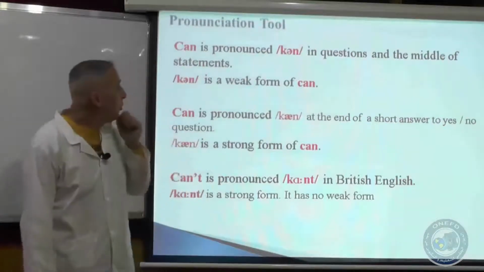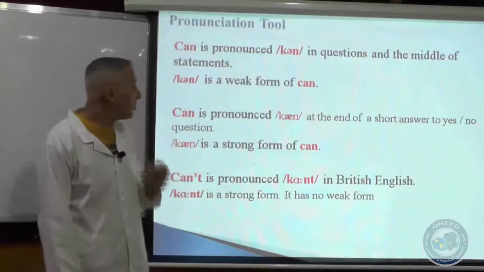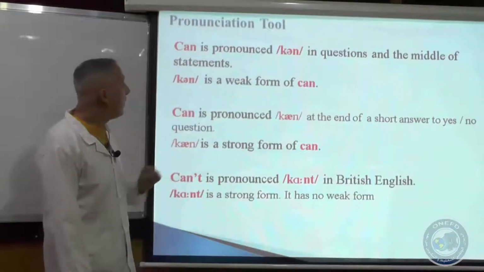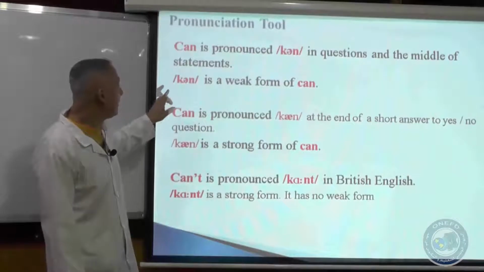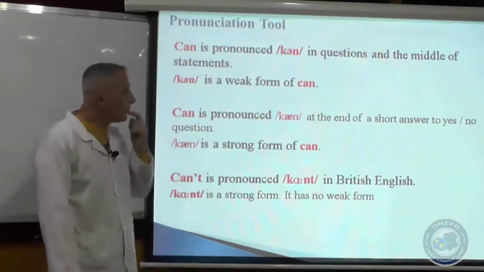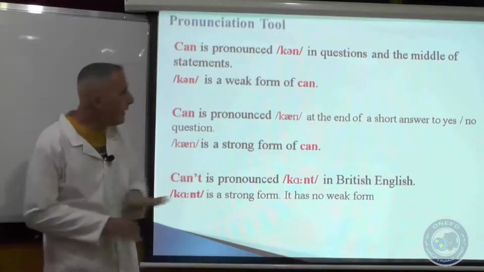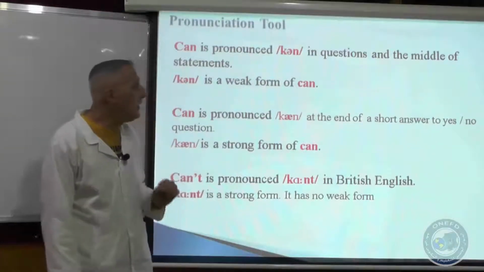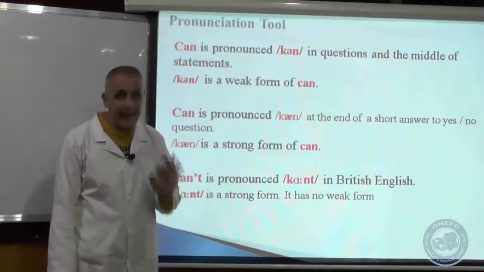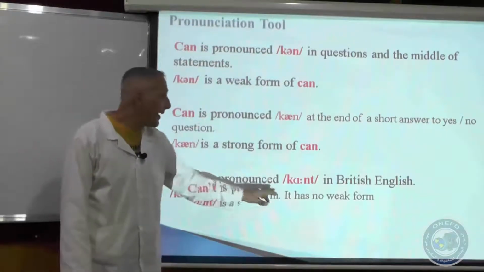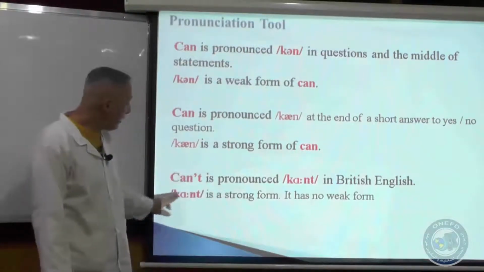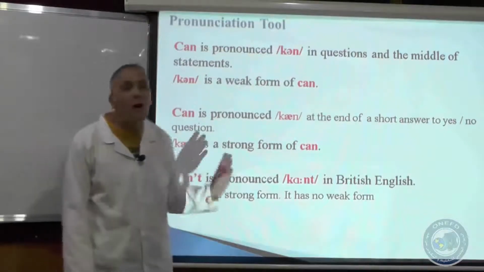Let's see when we use the weak form of can or the strong form. Can is pronounced with the weak form in questions and in the middle of statements. This symbol is the weak form of can. Can is pronounced with the strong form at the end of a short answer to yes and no questions. This symbol is the strong form of can. Can't is pronounced can't in British English. This is the strong form of the modal can't. It has no weak form.